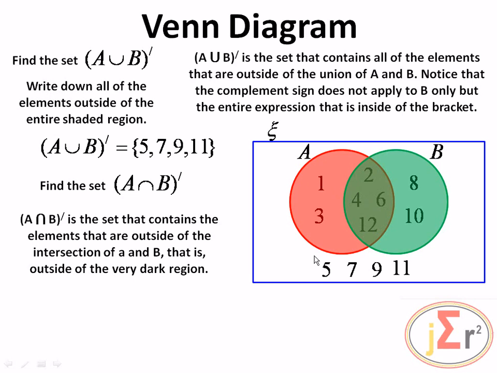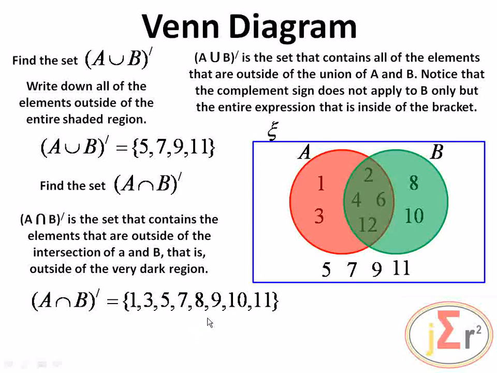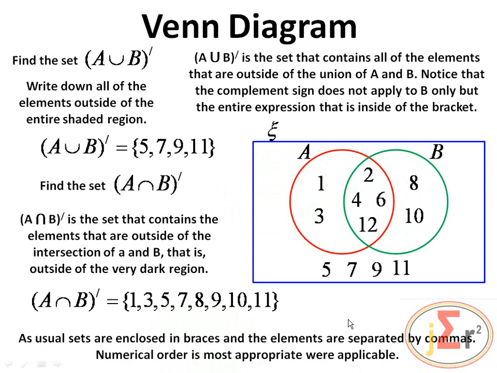So we have 1, 3, 5, 7, 9, 11, and we have 8 and 10, preferably written in numerical order. So there we have A intersection B all complement: 1, 3, 5, 7, 8, 9, 10, 11. As usual, sets are enclosed in braces and the elements are separated by commas. Numerical order is most appropriate where applicable.